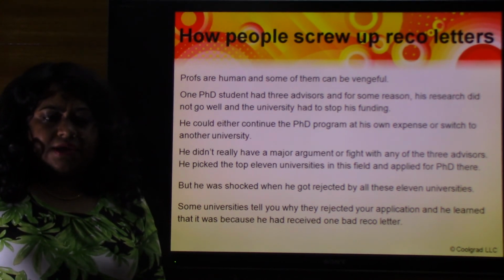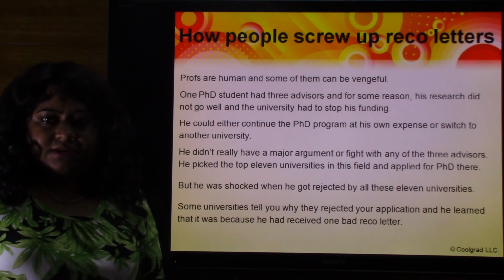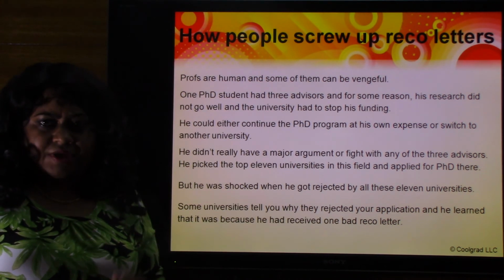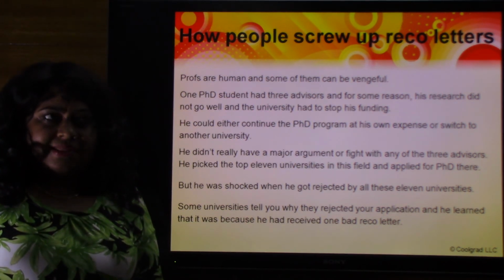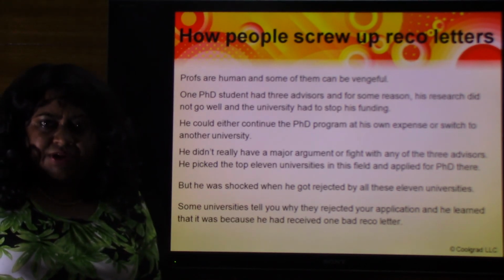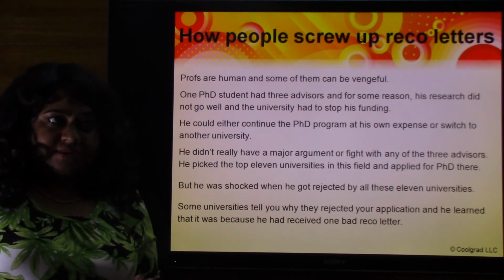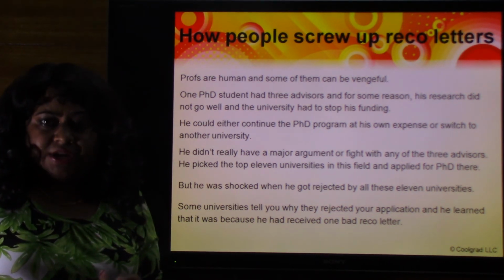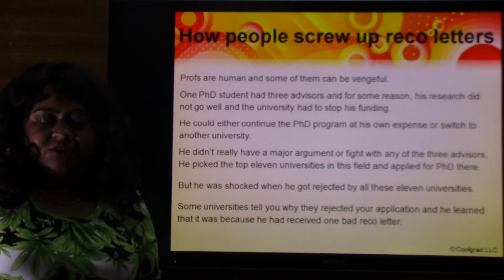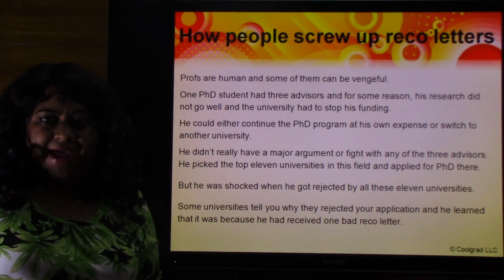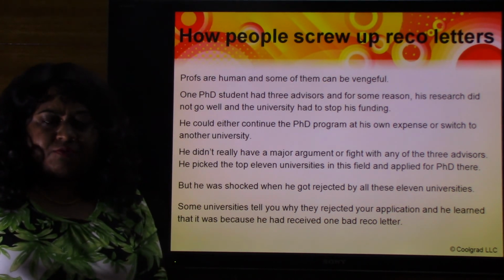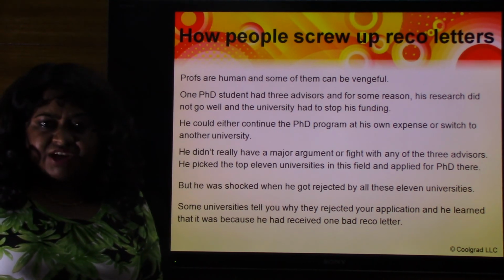So he transferred, and he applied to 11 of the best universities in that field. He approached these 3 advisors for recommendation letters, and they all took waivers, so he didn't know what they wrote. And then he was really shocked that he didn't get admission in any of the 11 universities where he applied. Sometimes you can ask these universities' admissions committees why you didn't get admission, and one university told him it's because one of the recommendation letters was bad. That's the reason they rejected him. So if the recommendation letter was bad at one university, it's possible that it was bad at all the 11 universities, and that's probably why they rejected him.